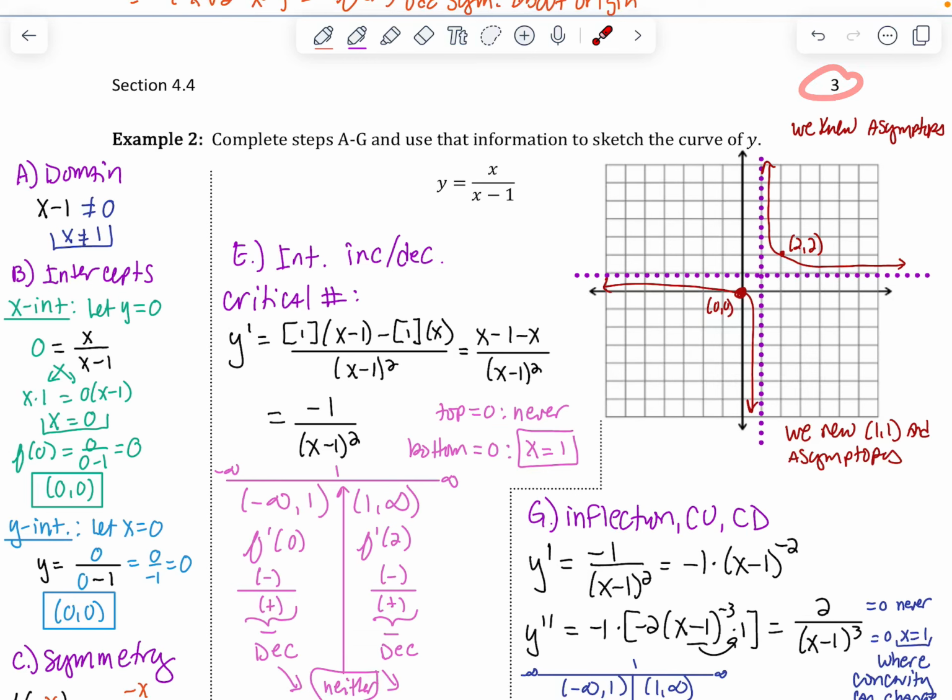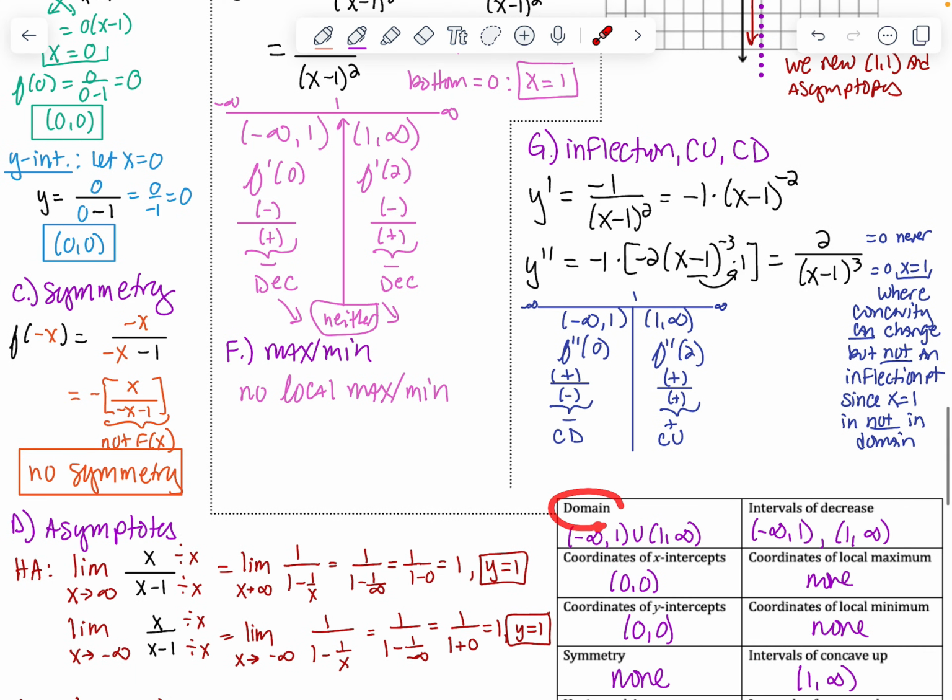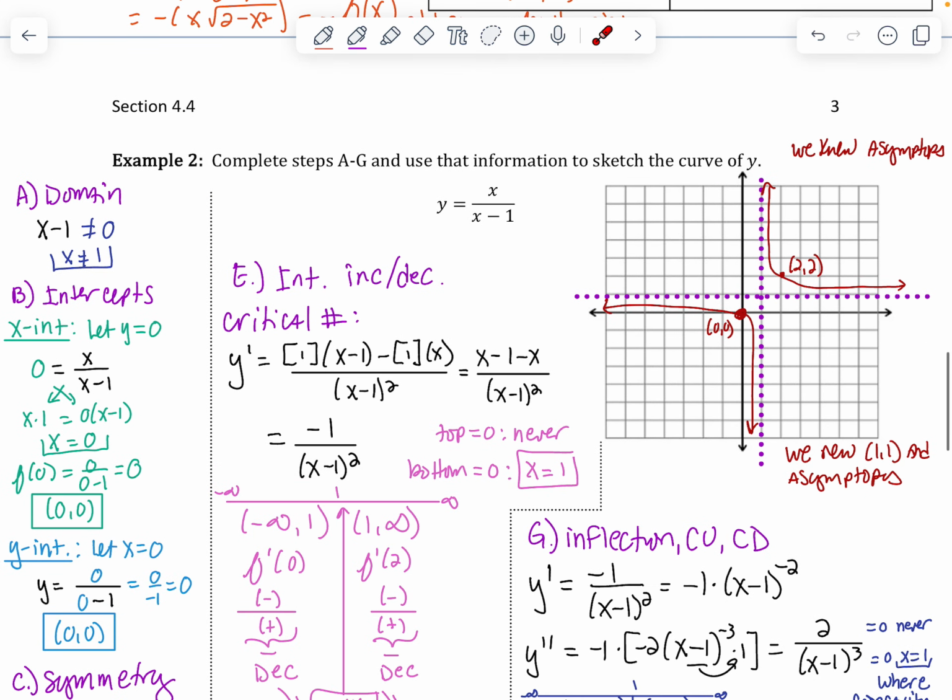Section 4.4, page 3. The last example we'll do, example 2, and now it says steps A through G. So question A is always asking about the domain. When it comes to the domain, remember we're looking to make sure that we have a denominator that does not equal 0. We don't have any radicals or logs.